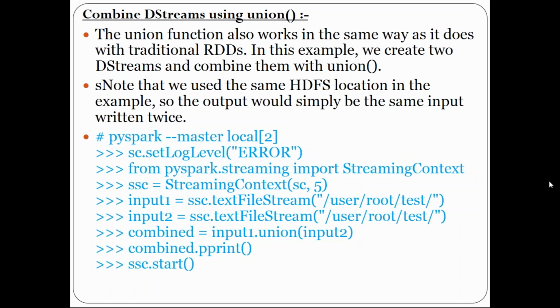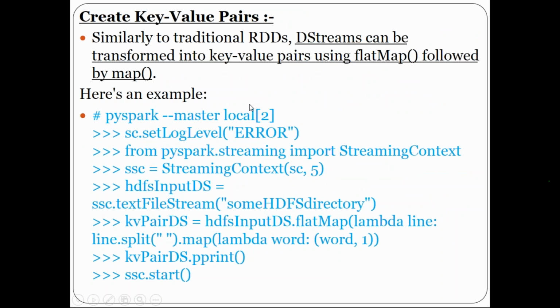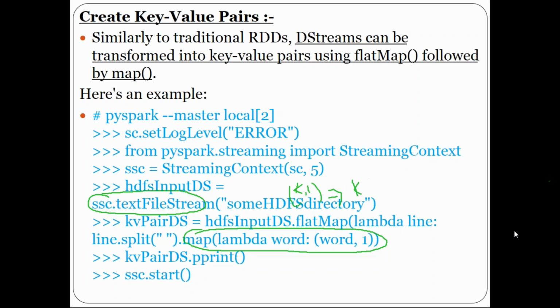This is done. Now let me quickly go to the next one. Creating key value pairs. This one also we have discussed. The only difference is this one, and after that you have a lambda line dot split, and again you are using the map function. You are creating a key value pair. So each word will be a key and the number of times it repeated will be a value. Later on it will turn into key comma list of values. That is what I was trying to highlight here. Let me move to the next slide.